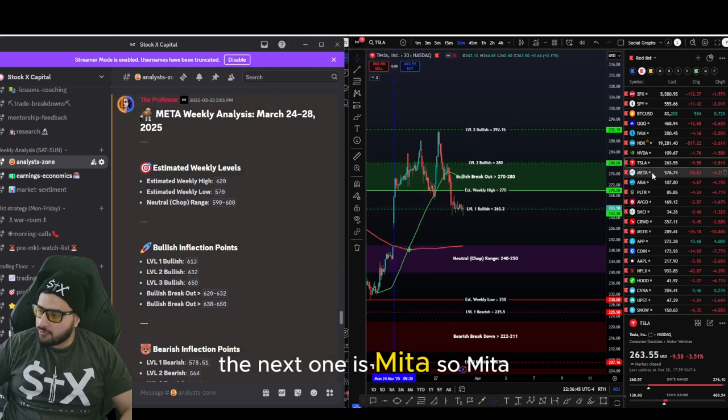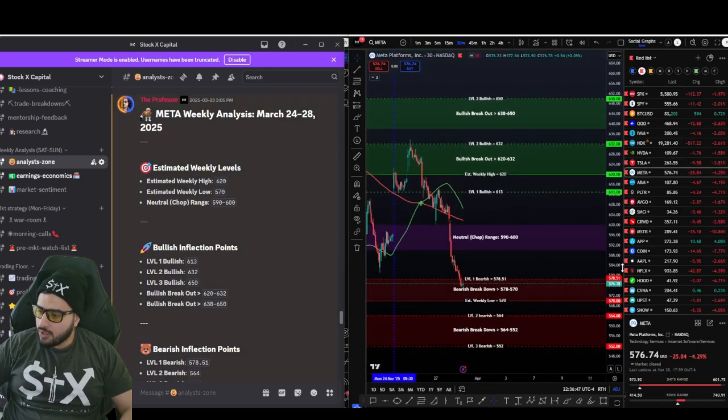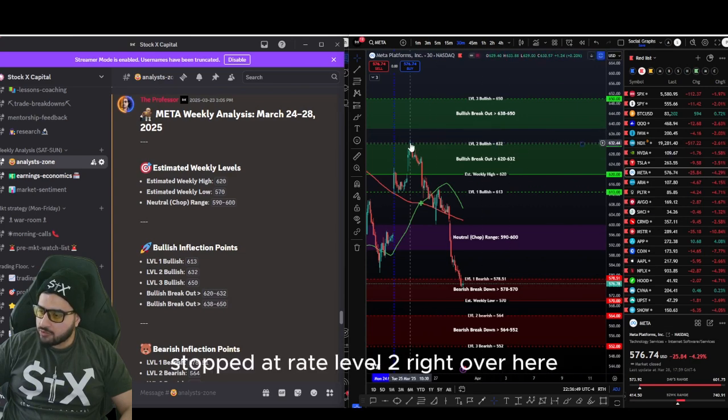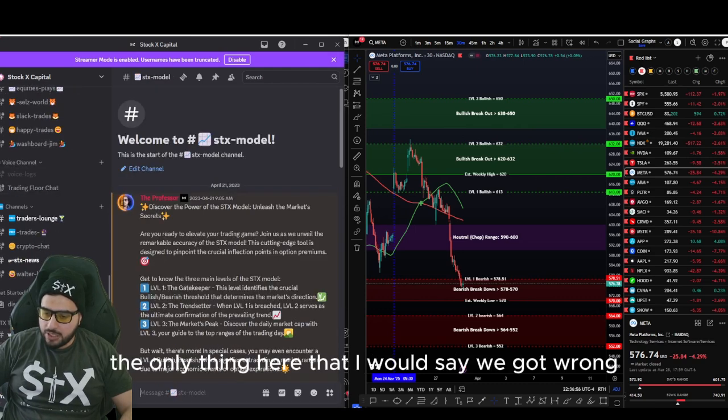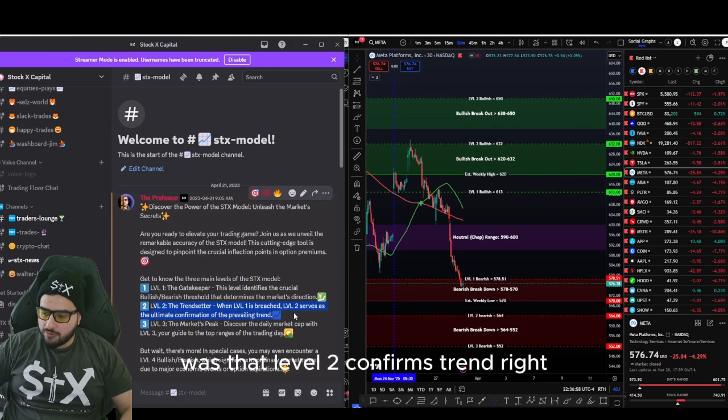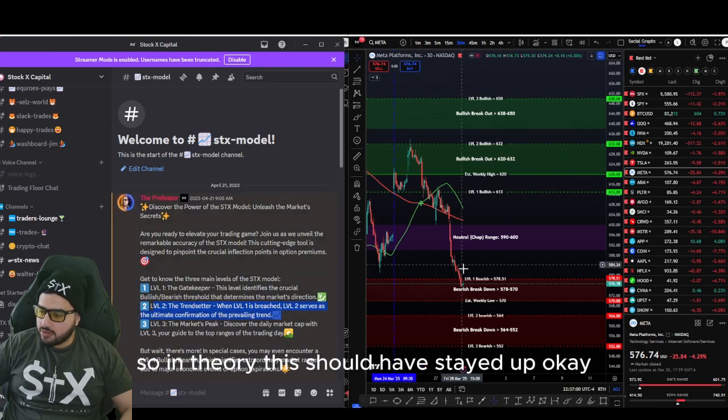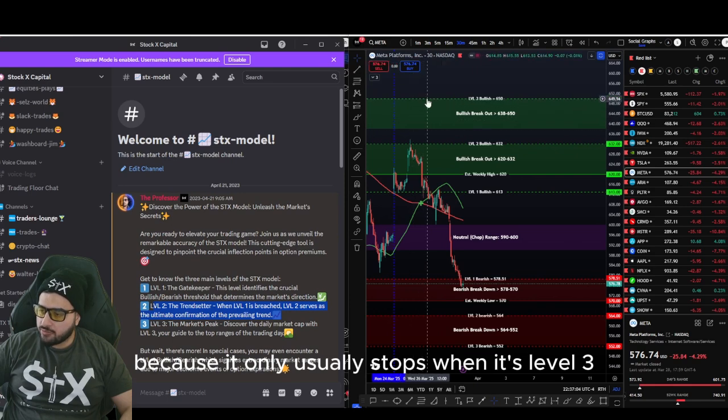The next one is Meta. So Meta stopped at level 2 right over here. So this was a tough inflection point. The only thing here that I would say we got wrong was that level 2 confirms trend, right? So in theory, this should have stayed up, okay? Because it only usually stops when it hits level 3.